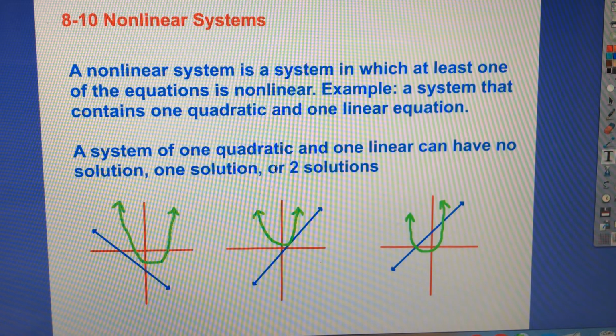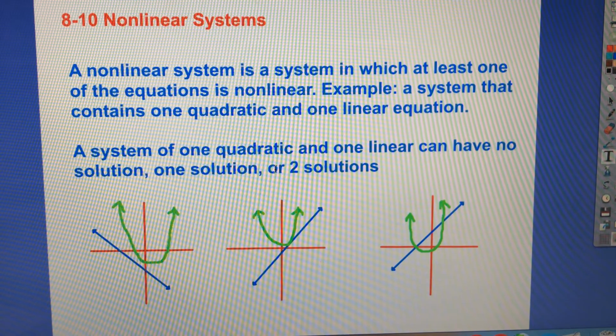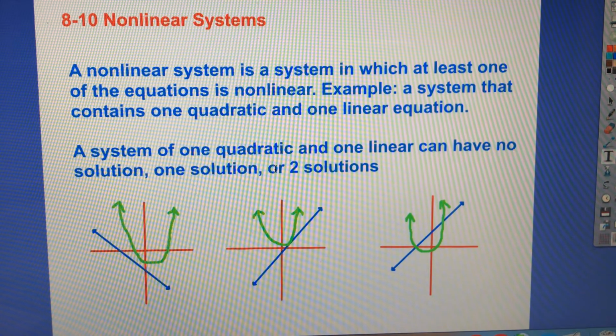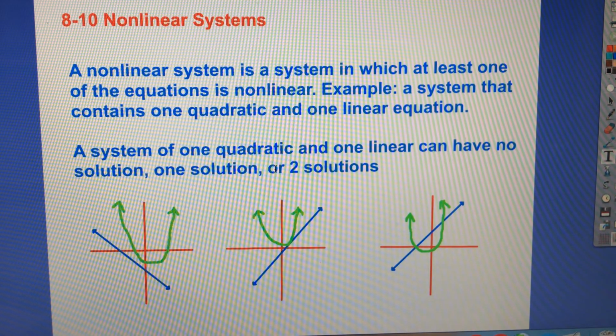So nonlinear systems, meaning one of them is not a straight line. A nonlinear system is a system in which at least one of the equations is nonlinear. Example, a system that contains one quadratic and one linear equation.